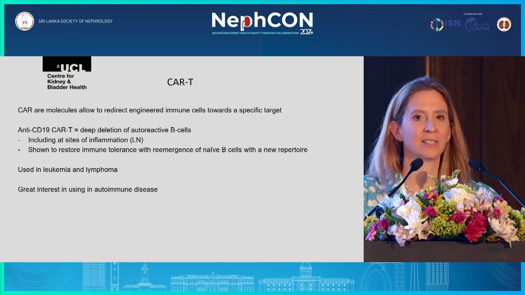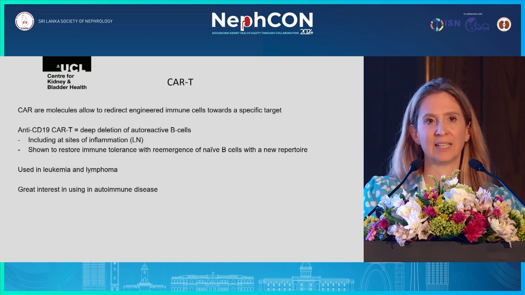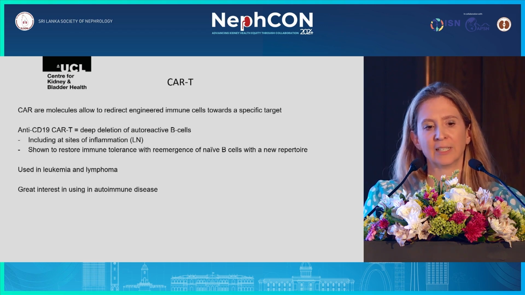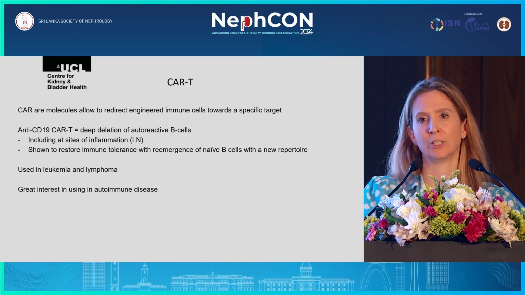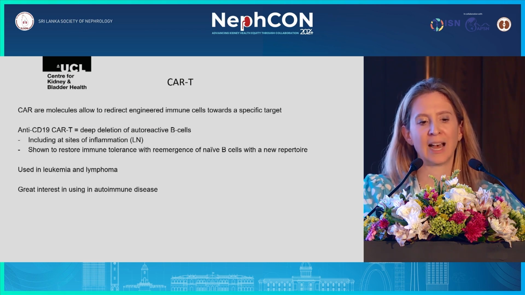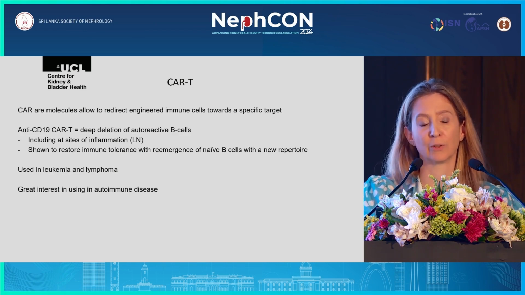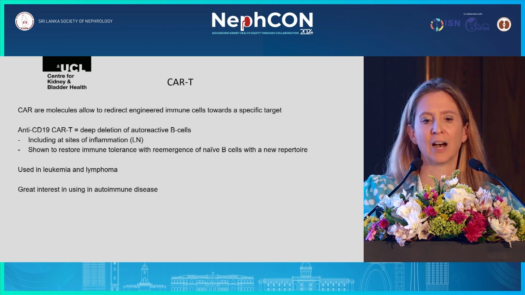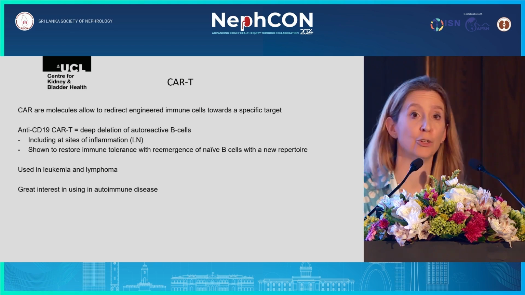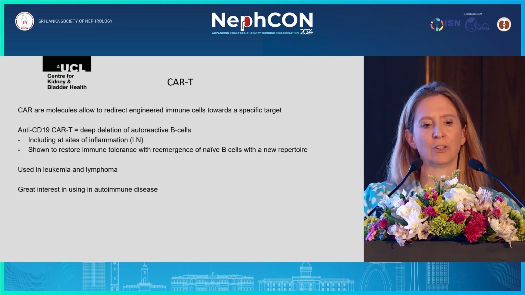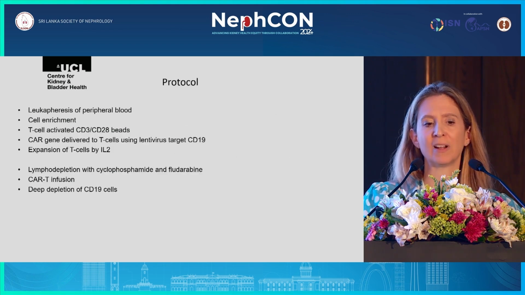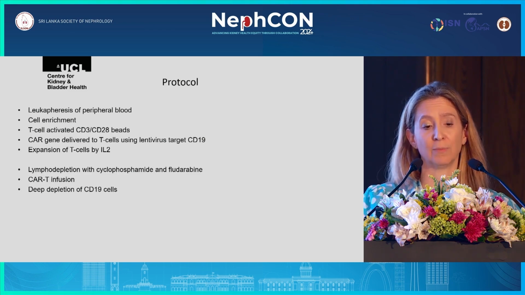Just to mention CAR-T, CAR-T is basically an extremely expensive, very fancy way of B-cell depletion. And CAR-T allows deep depletion of B-cells, including at sites of inflammation, and it's shown to restore immune tolerance with re-emergence of naive B cells with a new repertoire, so fewer autoreactive B cells. It's widely used in leukemia and lymphoma, and there's been great interest in using it in lupus nephritis and autoimmune disease.